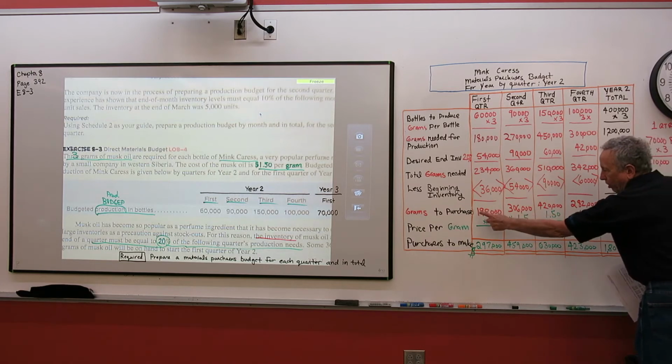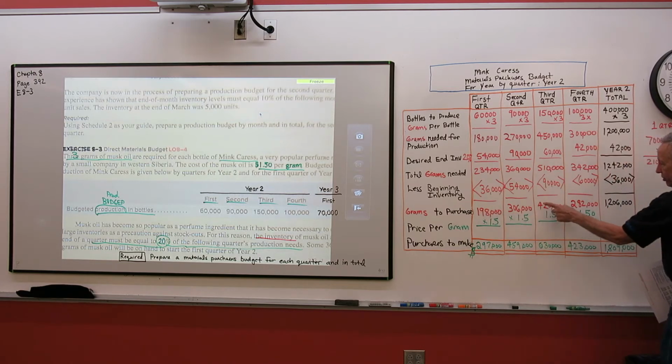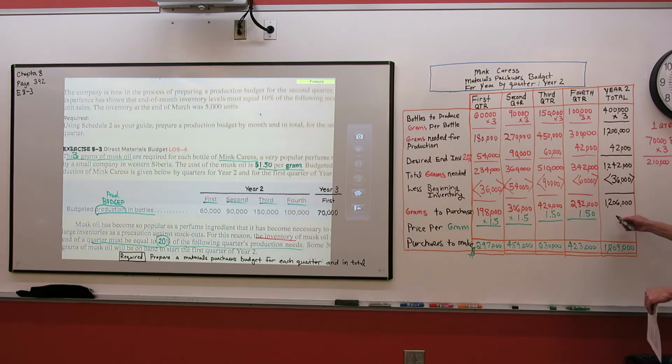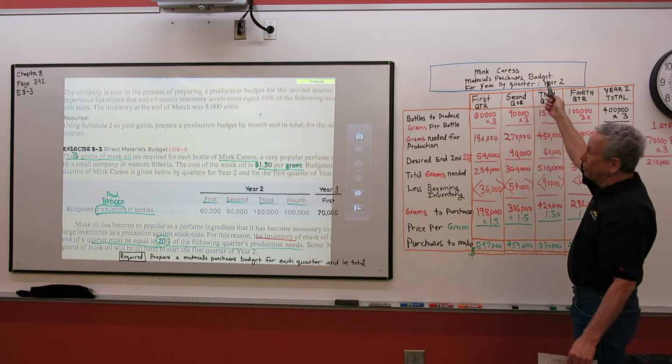Now they'll cross-foot again. 198, 306, 420, and 282 should tie out to 1,206,000. Once again, we want to know what that costs in dollars, so take it times $1.50. If you do, I hope you get $1,809,000. This is how you prepare a materials purchases budget.